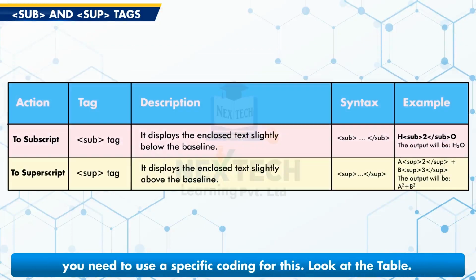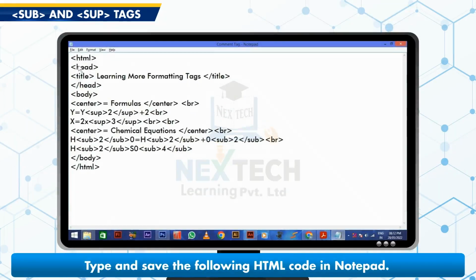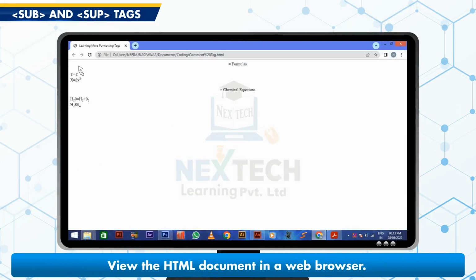Look at this table. The sub tag and sup tag are container elements. Let us understand the use of sub and sup tags with the help of an example. Type and save the following HTML code in Notepad. View the HTML document in a web browser.